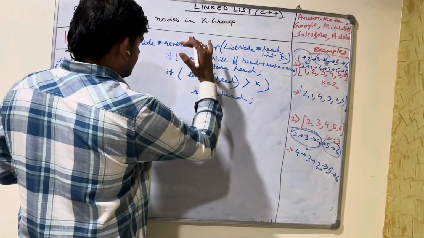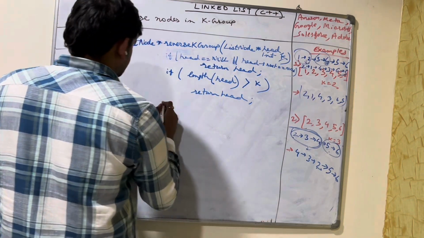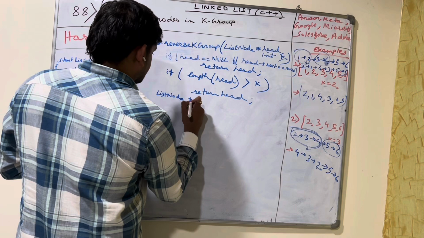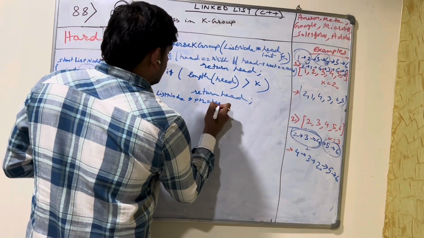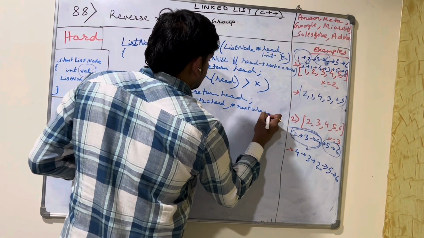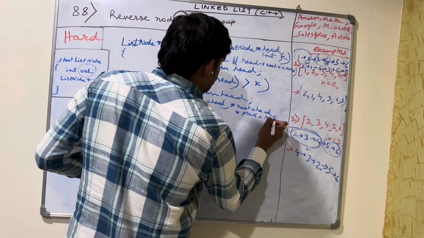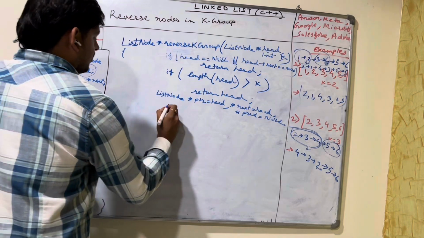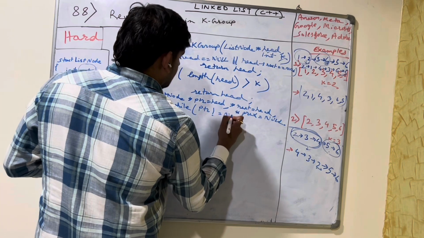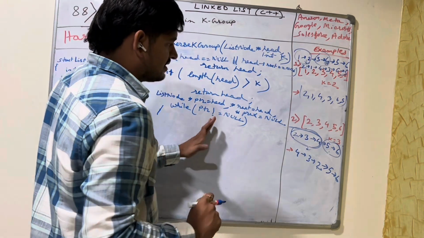Now let's write the reversing logic, reversing the linked list. So how will we modify the reversing of the linked list? How we did previously: ListNode* ptr equal to head, ListNode* next is equal to head, and ListNode* previous equal to null. Okay, previous is null. So what was our condition? While ptr not equal to null, then we used to reverse it, right?